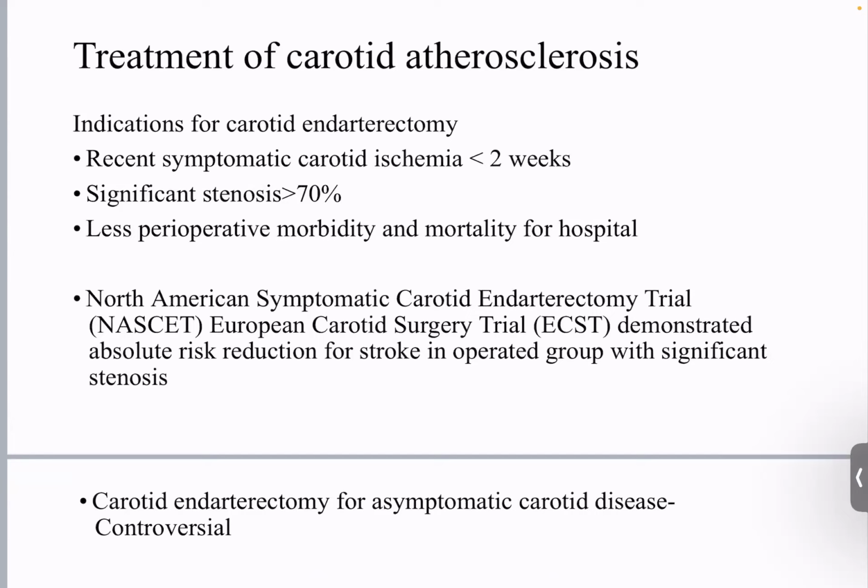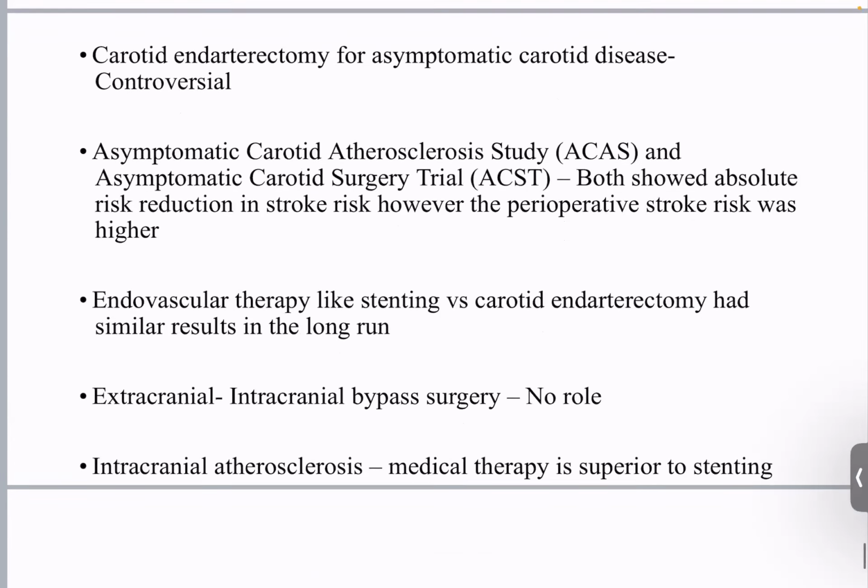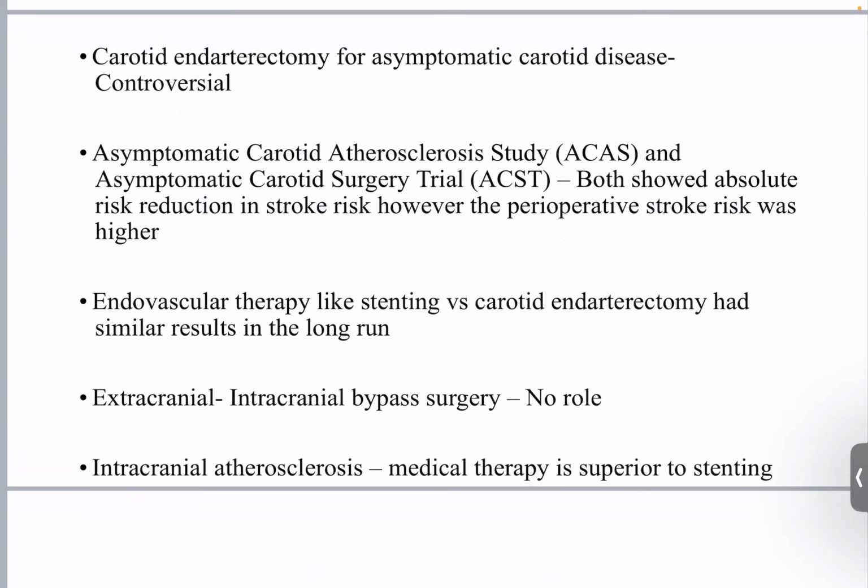Two trials showed the absolute risk reduction for stroke in the operated group, the NASCET and ECST trial, that is North American Symptomatic Carotid Endarterectomy trial, and European Carotid Surgery trial. Both showed absolute risk reduction. This is for symptomatic disease. For asymptomatic carotid disease with stenosis, the role of carotid endarterectomy is controversial. Again, decisions should be made on an individual case basis. There are two trials for asymptomatic population.